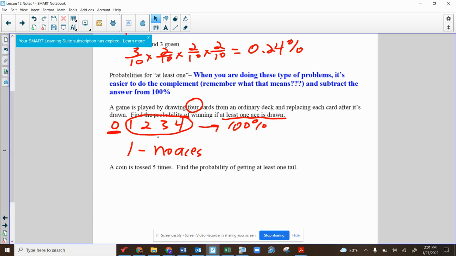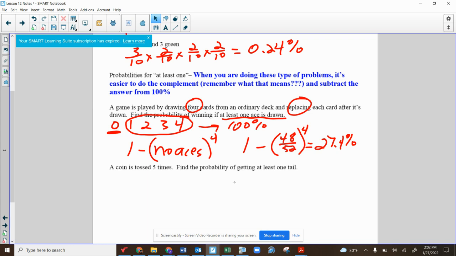So I'm going to do 1 minus no aces, and because I'm putting the card back each time, that would be to the 4th power. So that would be 1 minus, so no aces, so there's 4 aces in the deck, so that means there's 48 non-aces, raised to the 4th power. If you put that in the calculator, you're going to get approximately 27.4%.